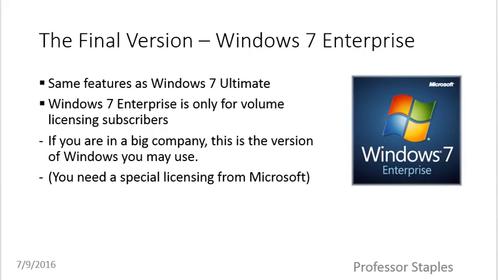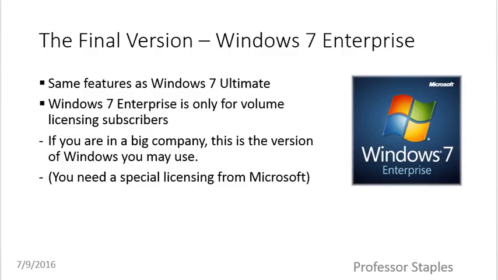The final version is Windows 7 Enterprise. It has the same features as Windows 7 Ultimate. Windows 7 Enterprise is only for volume licensing subscribers. What that means is that if you're working in a big company which has special licensing from Microsoft, then you may use Windows 7 Enterprise.